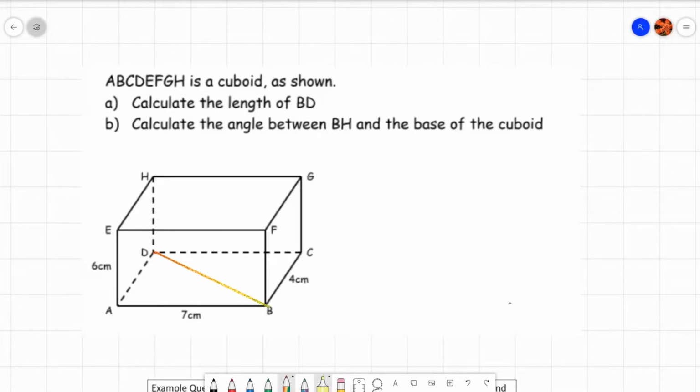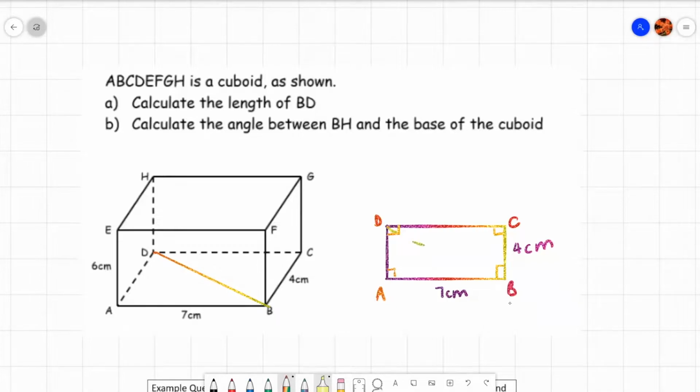Now, if I just draw the base out, the base is the rectangle, isn't it? It's 7 by 4. So let's draw that out here. There is 7 centimeters and 4 centimeters. That's B, that's C, that's D, and that's A. We know this is a rectangle, so the corners are all 90 degrees, aren't they? We want to work out B to D.